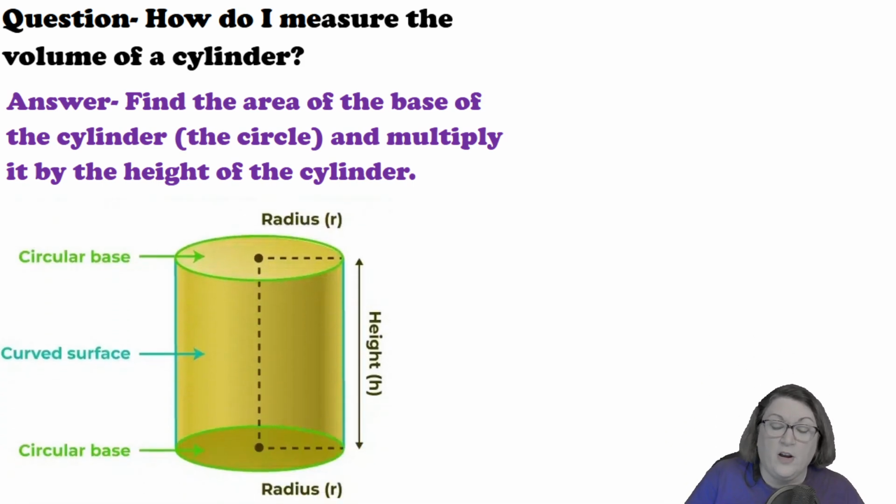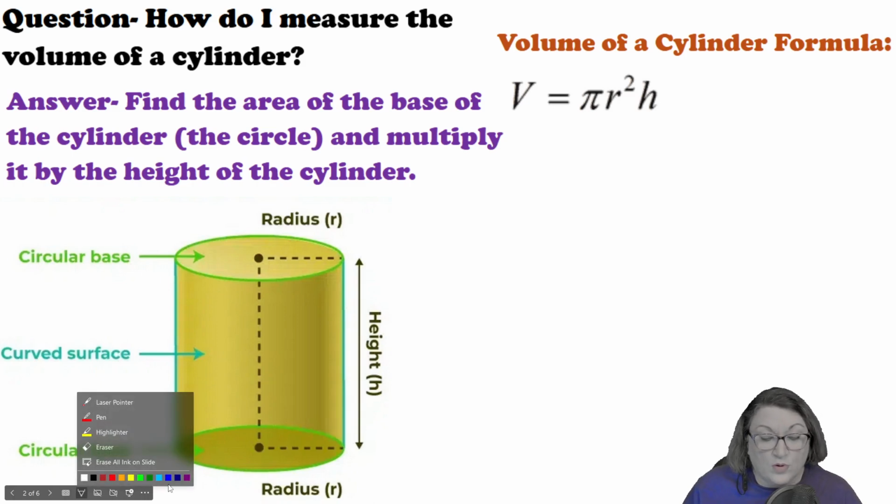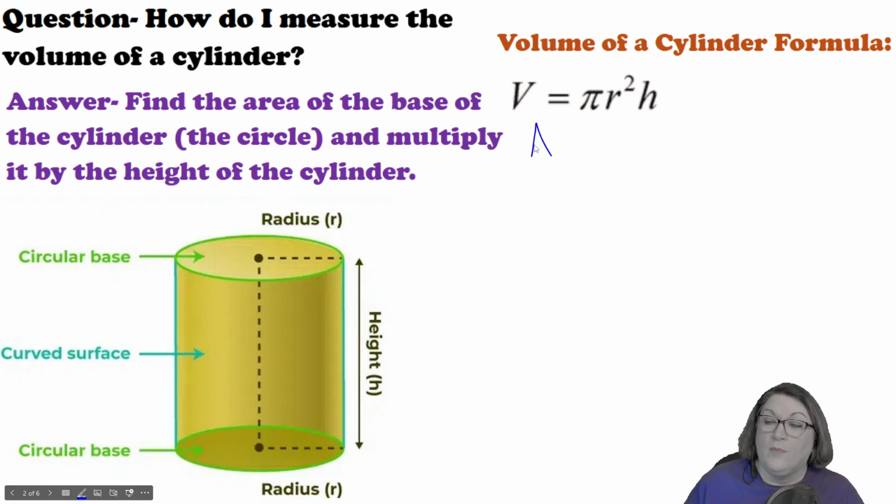So if you look at the cylinder here, you can see that there are 2 circular bases, one on top and one on bottom. And the formula for the area of a circle, I'm going to write it here under the formula for the volume of a cylinder, is pi times the radius squared. So if you're trying to find the area of the circular part of the cylinder, you're going to use that formula to do that. And it's embedded in the formula for the volume of a cylinder. Once you find that area, you just multiply it times the height, which is the distance between the 2 circles, and you're good to go.